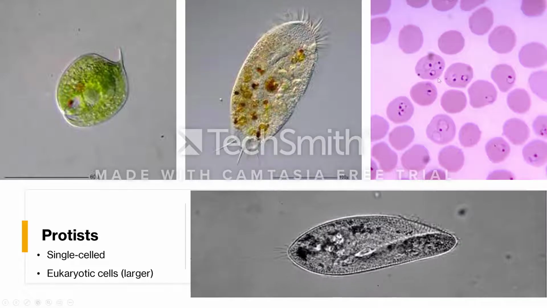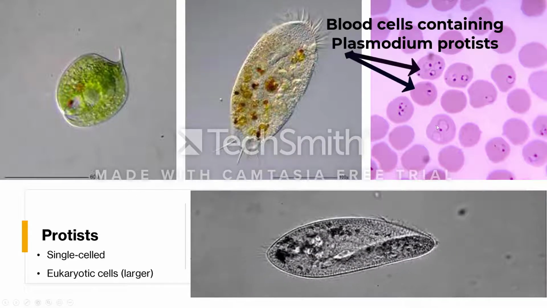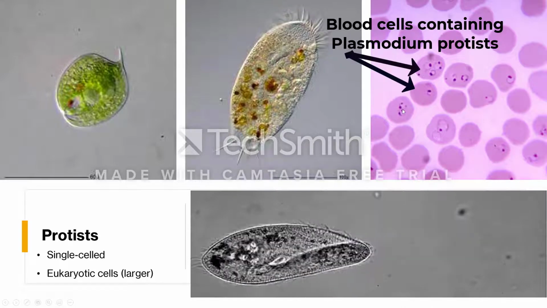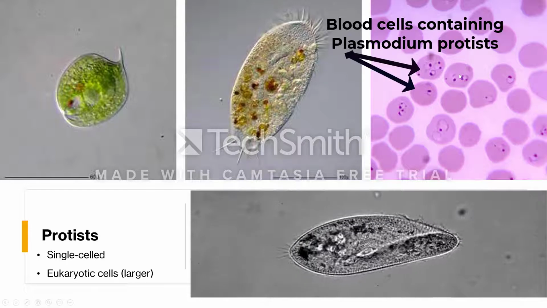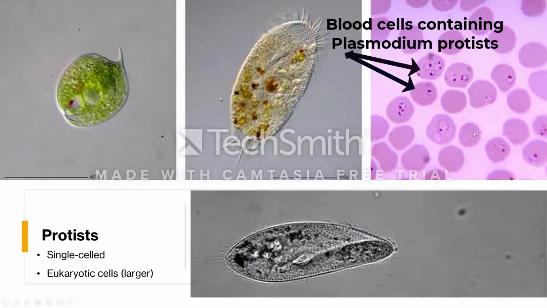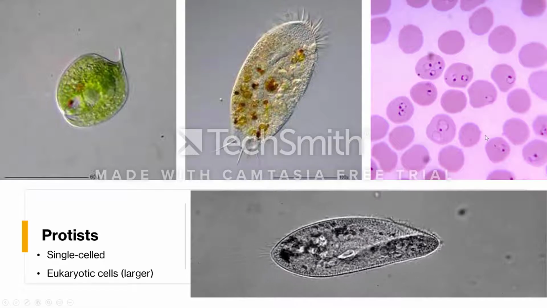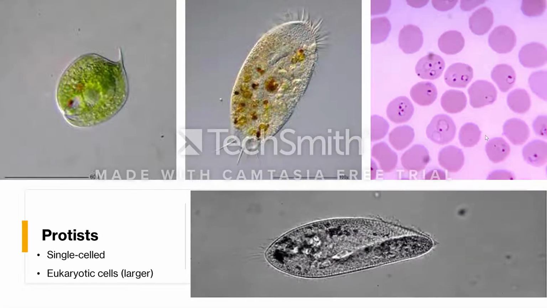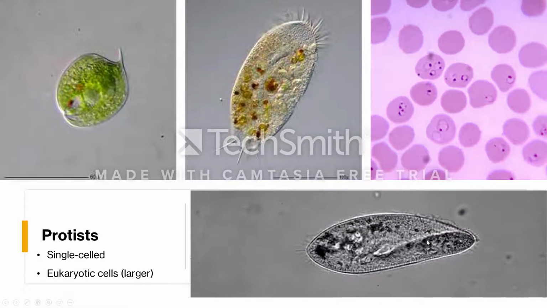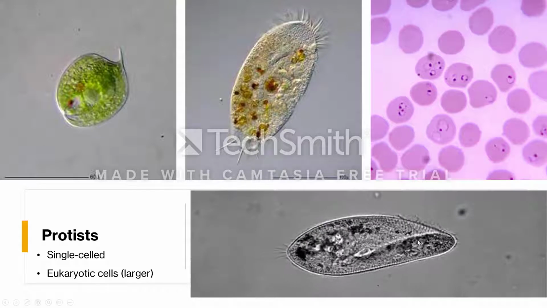So over on the right here, these are human blood cells, and you can see that some of those have what looks like a little ring inside the blood cell. That is a Plasmodium protist, and that is actually the causative agent of the disease malaria. You might have heard of amoebas, which are a large kind of protist, and there are many different kinds of amoebas. Some of them eat paramecium, and some of them can actually infect humans.